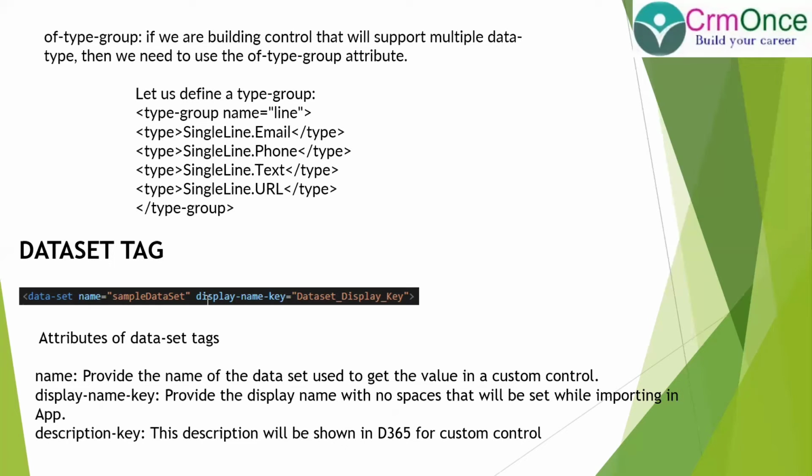Currently in my manifest file, this data set tag won't come because I have created the project with the template type field. So for a field, this data set tag won't appear. But whenever you take it as a data set control, this tag will be displayed. In these tags, you have to provide the name of the data set, the display name of the data set, and the description.